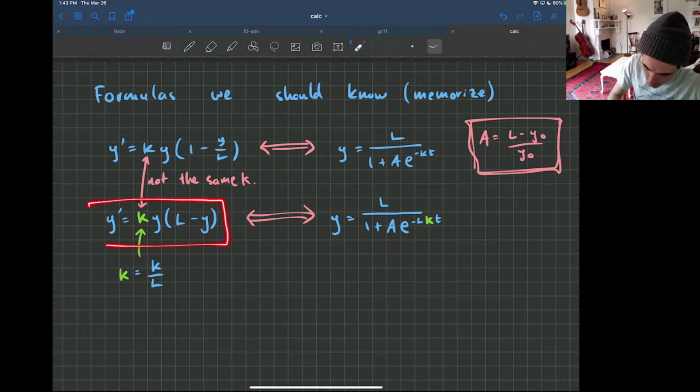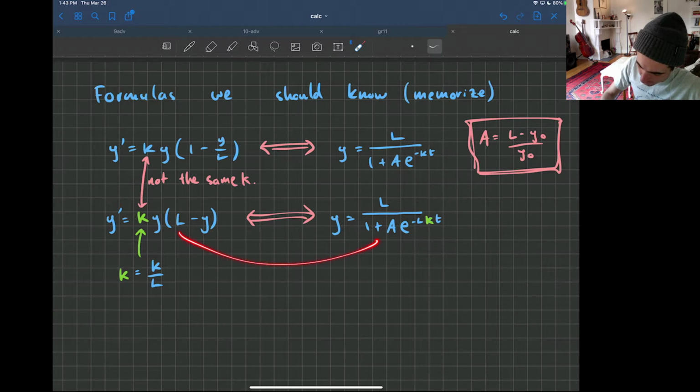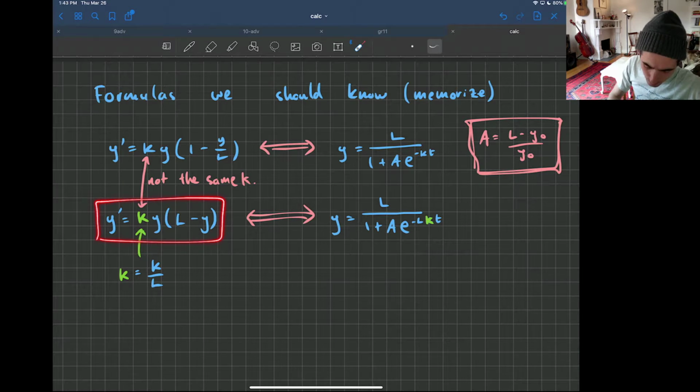You might be given a differential equation in this form, and instead of having to go through all the trouble of solving the differential equation, which I'm hoping we all agree is kind of challenging, it's not impossible, but it's a lot of work, it'd be nice if we could just use our formulas and go straight from here to there. Instead of having to convert this k into the other version of k.